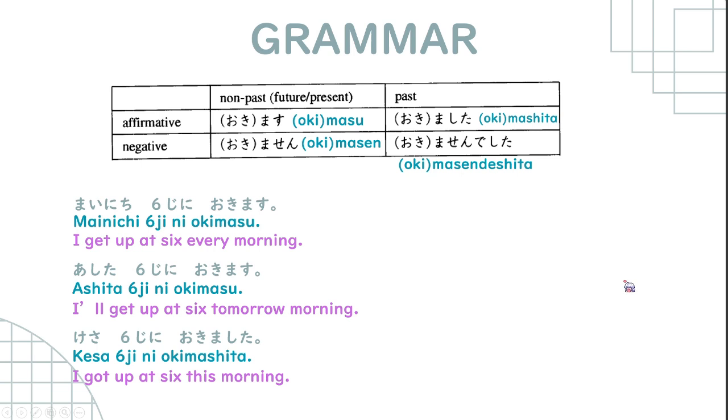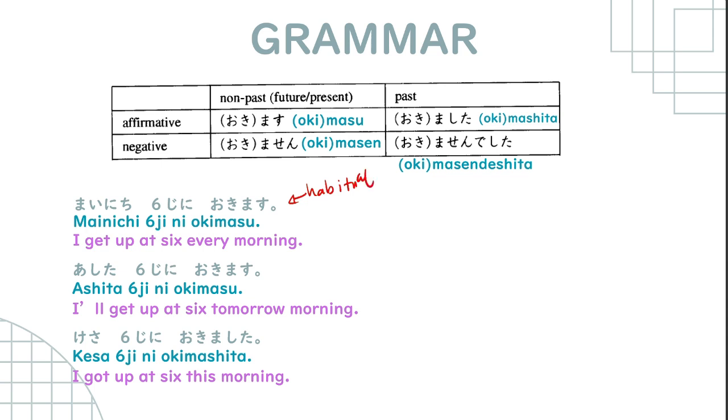So, for example, we have here 毎日6時に起きます. Again, reminder that there is no future tense, okay? So future tense and present tense share the same tense for the verb. So either it's habitual or something that the subject will do in the future, they will use the same tense of the verb. So for example, we have here 毎日6時に起きます. 毎日 is again every day. 6時に起きます. I get up at 6 every morning. Okay? So this one is habitual.